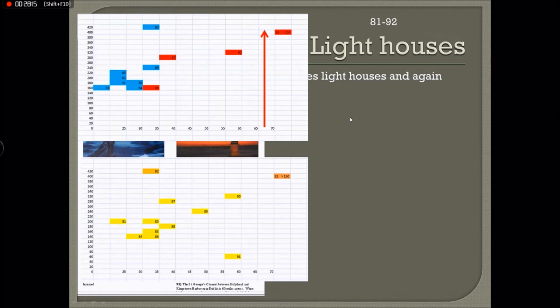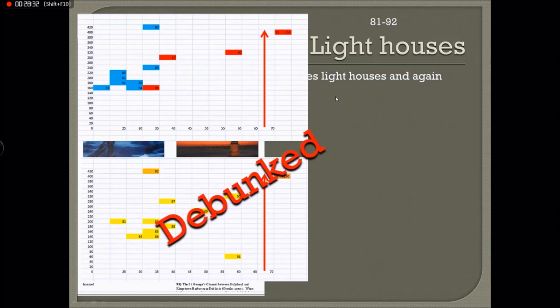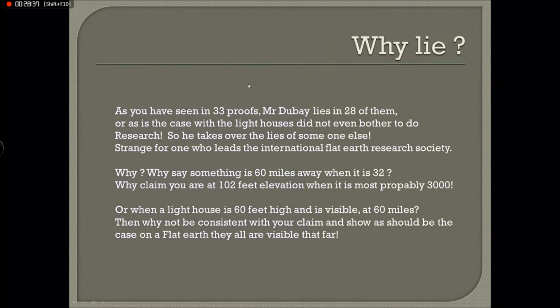And as I said before, if the Earth was flat, they all should be there. This is already proof the Earth is not flat. And this shows that if you take the real data, it fits what you would expect on the curve. So, 33 so-called proofs that are not proofs, and he lies in 28 of them. Or, as is the case with the lighthouses, he didn't even bother to research, so he takes the lies from somebody else.